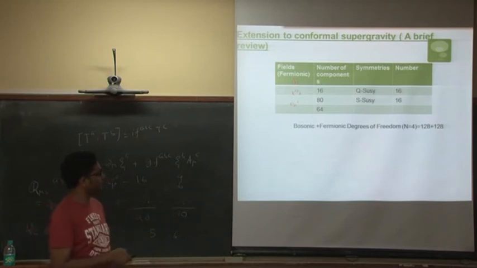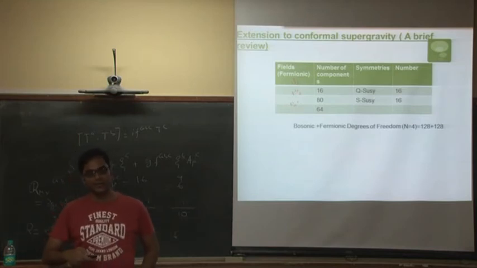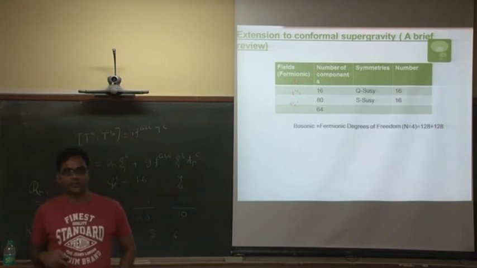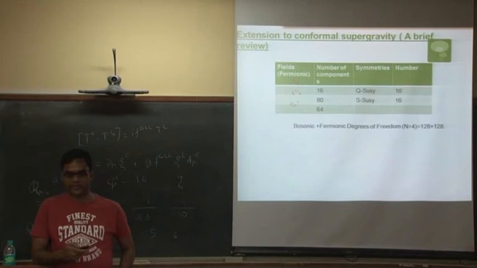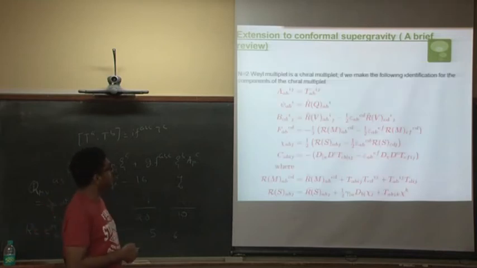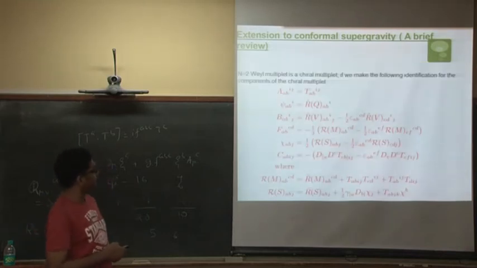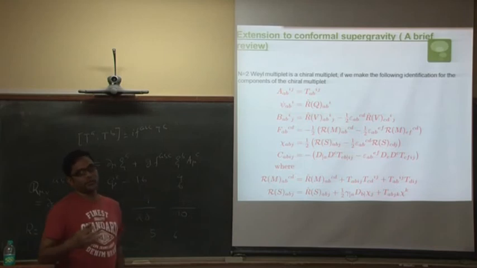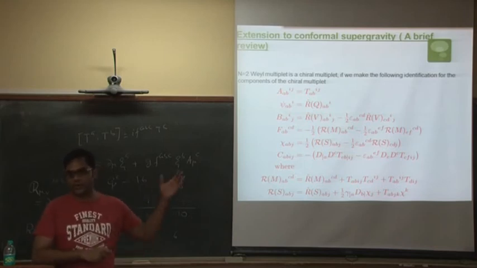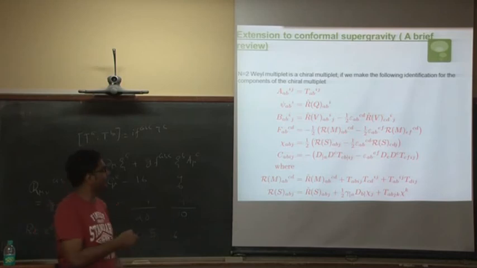128 plus 128. Okay. So you have the Weyl multiplet, and you know the supersymmetry transformation laws also, that is derived in that paper. So you can go ahead and try to construct the action. For N equal to 2, there was a very well-defined rigorous procedure, and that goes in this way. The Weyl multiplet that you wrote down for N equal to 2 is actually a chiral multiplet if you make the following identification of the fields.